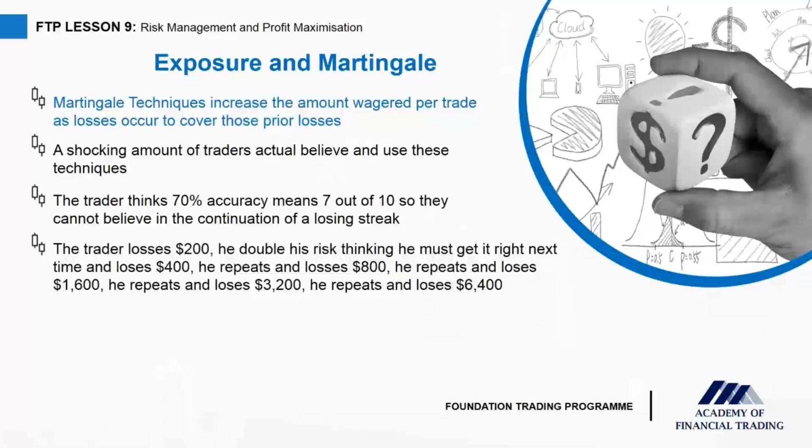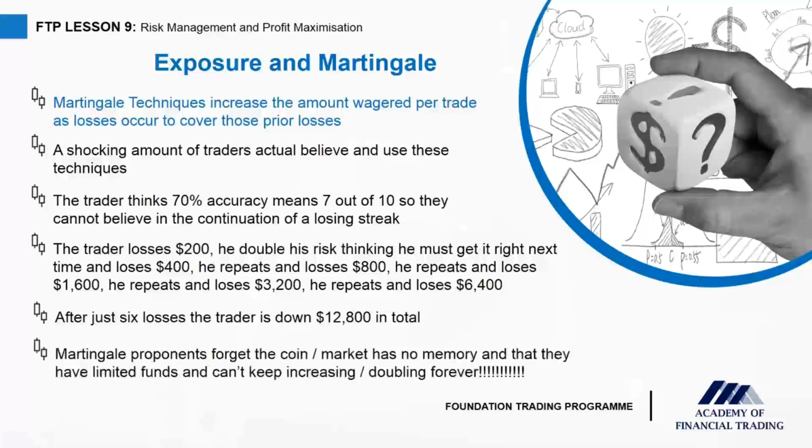Let's say that you started out by risking $200 on your first trade. You lose, you go again for $400. You lose, you go again for $800. You lose, you go again $1,600. Then $3,200. Then $6,400. You're down $12,800 in a very short period of time. 6 losses. How could you afford to keep going? You simply couldn't.